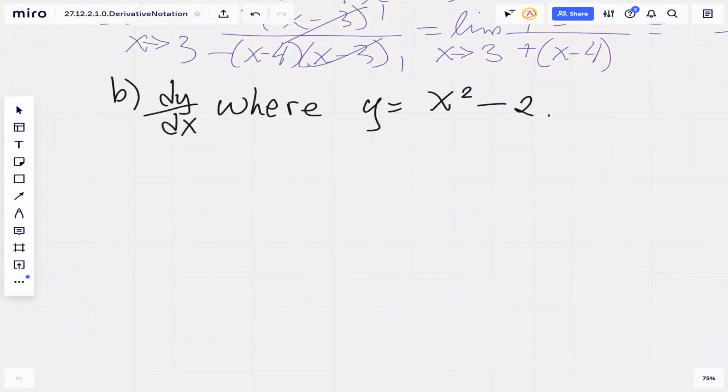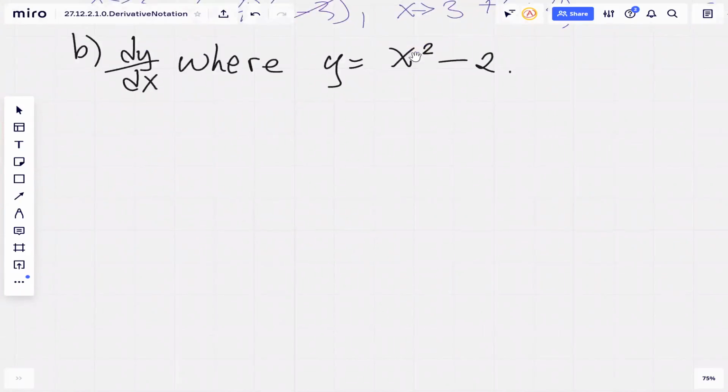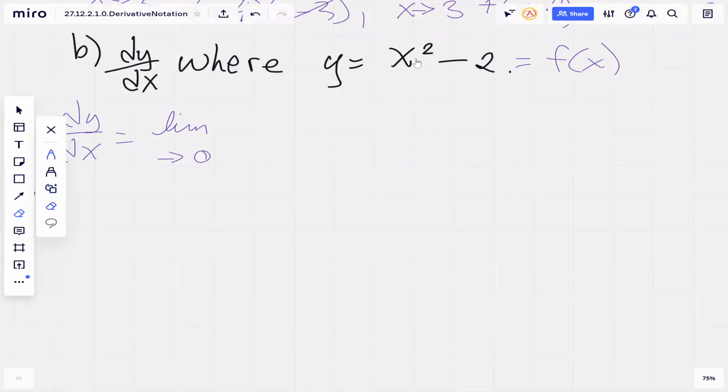Good. All right, so now part B, we're asked to find dy/dx, where y equals x squared minus 2. And we want to do this using the derivative. Okay, so dy/dx equals, this is interesting. Let's rewrite this in function notation, I think it's going to be easier. Limit as h approaches 0 of f of x plus. Okay, let's be a bit more precise.